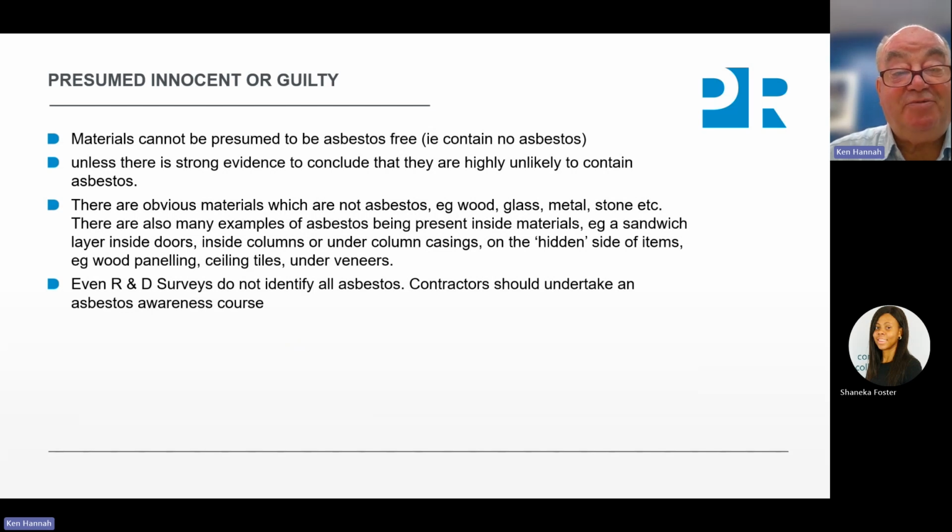As I said before, even R&D surveys do not identify all asbestos. So contractors and operatives should at least undertake an asbestos awareness course so that they're alerted to the possibility that what they're removing or drilling into could contain asbestos. And if they suspect that dust or fibers are coming off, they should immediately withdraw, inform the responsible person, and segregate the area and cease work until it's proven not to be asbestos or it's removed.